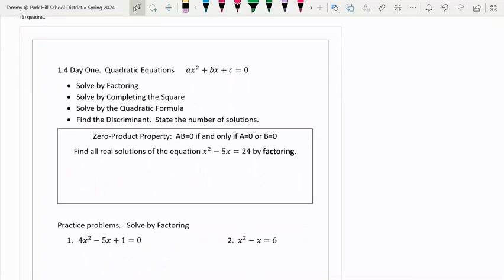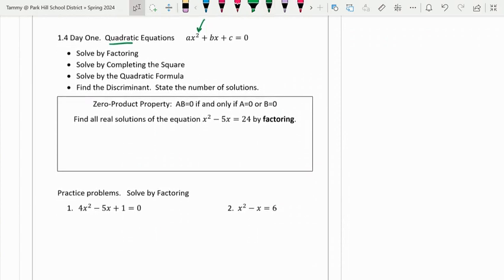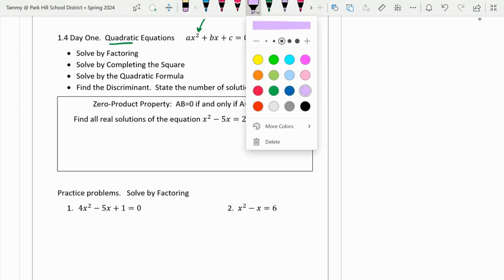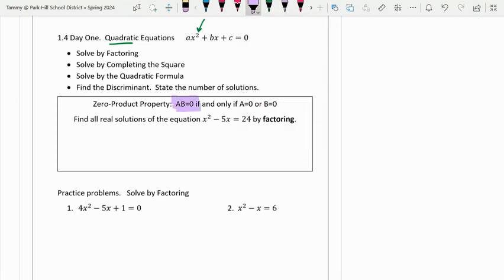A quadratic equation is something that has an x squared in it. The degree is 2. So the zero product property is the first one we will do, solve by factoring. It states that if a times b equals 0, then that's true if and only if a equals 0 or b equals 0.